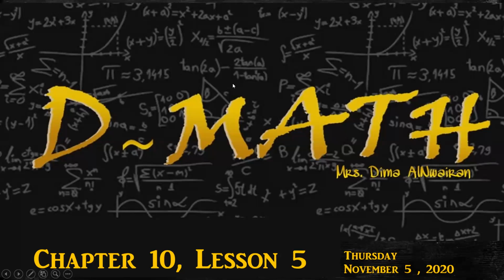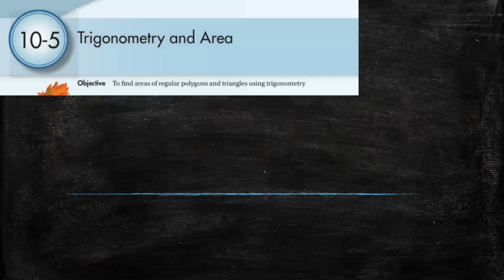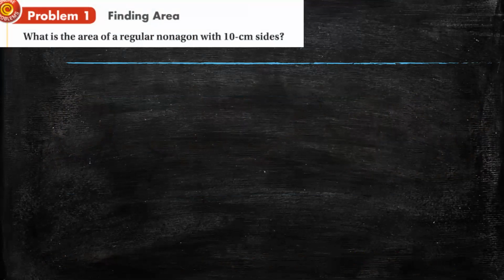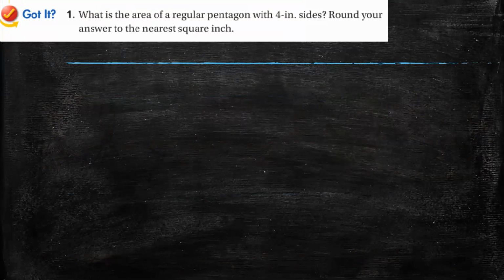Yesterday we started with chapter 10, lesson 5. That's talking about trigonometry and area. We learned how we can find the area of regular polygons and triangles using trigonometry. We learned how to find the area of a regular polygon using the sine, cosine, or tan if I have a radius or if I have the side.